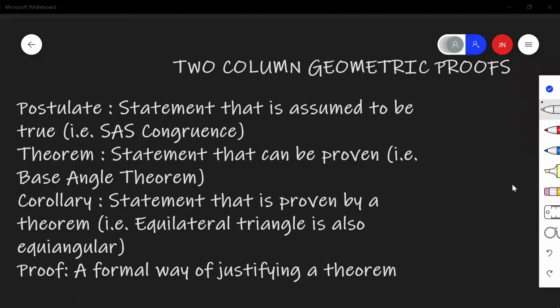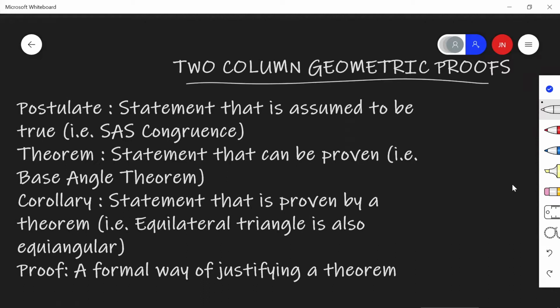So in this session, we're going to be looking at two-column geometric proofs. Before we go into proofs, let's look at certain definitions which are pretty much necessary to define those geometric proofs. The first one that we have is a postulate. A postulate is just a statement that is a definite truth amongst all mathematics.